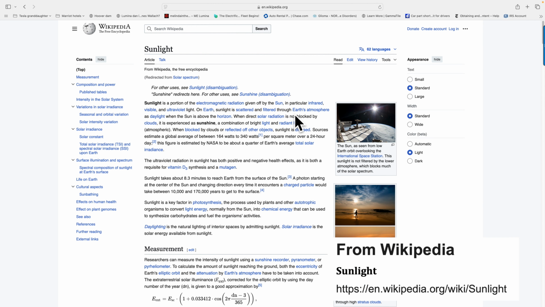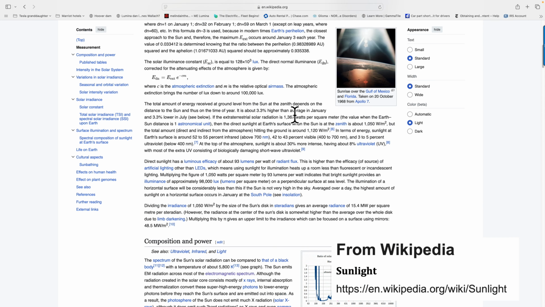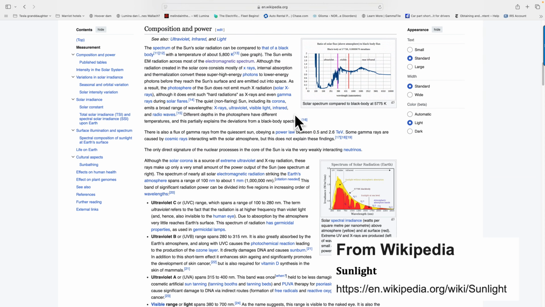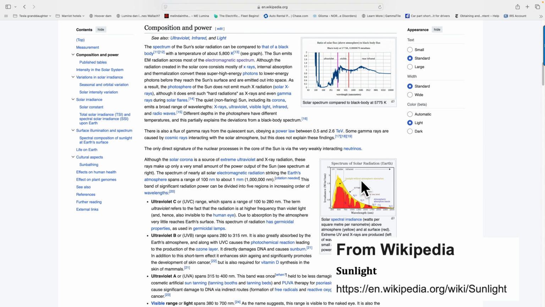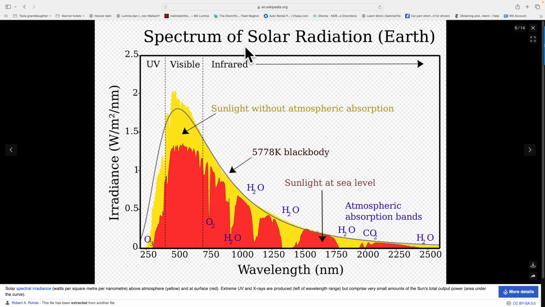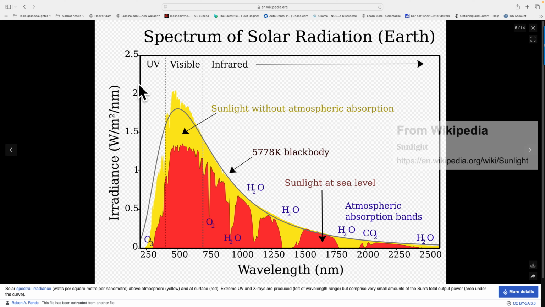This is another Wikipedia page on sunlight. This is going to show us the energy distribution in the solar spectrum. Let's blow this chart up here. Okay, this is the spectrum of solar radiation. This is radiance, energy level basically coming to the Earth. And this is wavelength. Now wavelength is increasing this way, which means your energy level is high here because it's shorter wavelengths, lower over here because it's longer wavelengths.